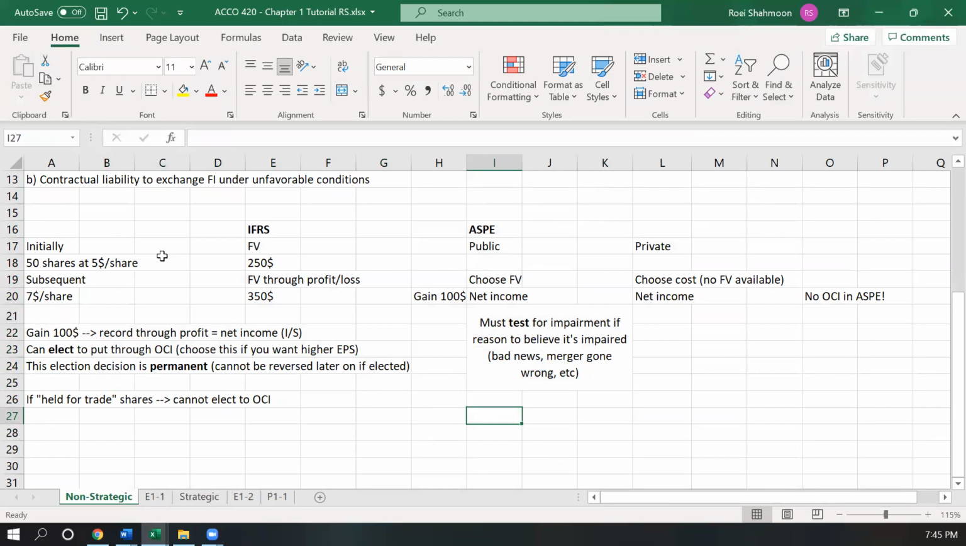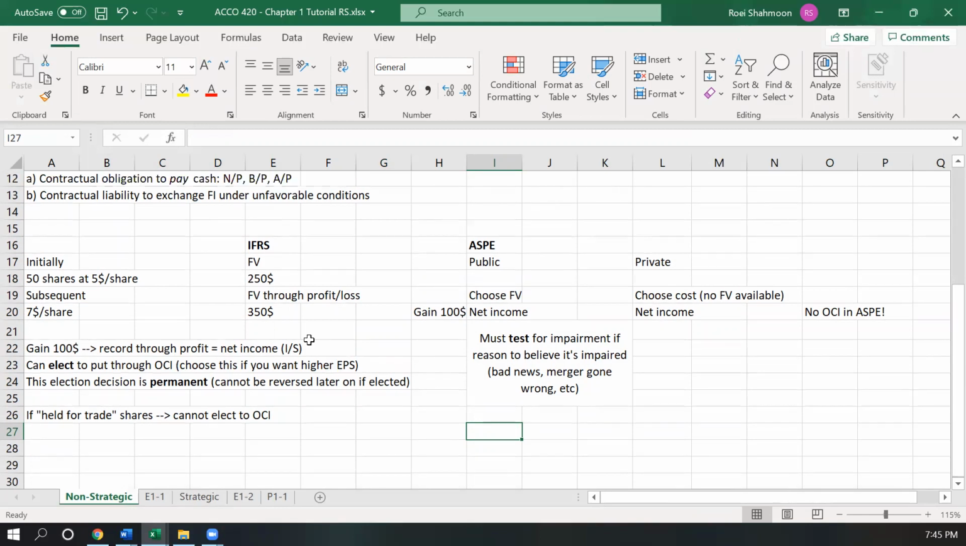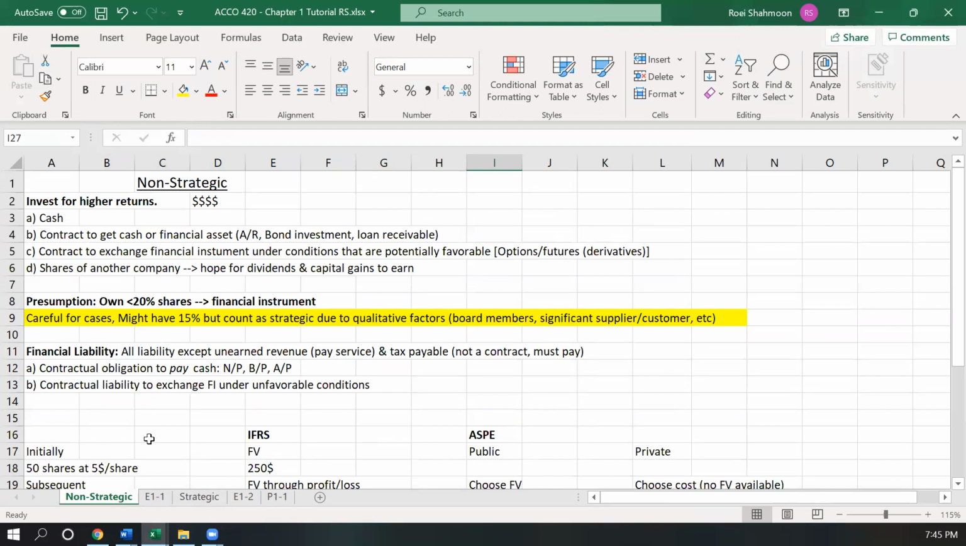How exactly are we going to numerically find the solution to a problem like this? Because they could put some numbers there and just ask you a quick question. We will do a few questions today to solidify the material. We're going to be looking today at IFRS and ASPE, and we'll see a few different methods that we can use for a non-strategic investment.